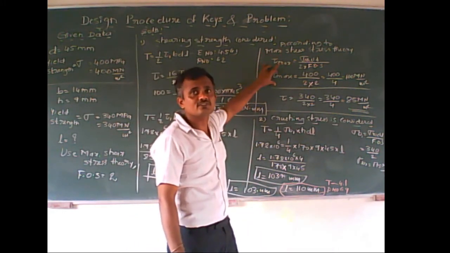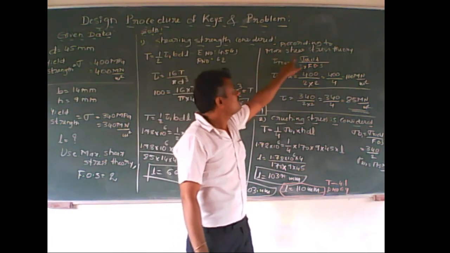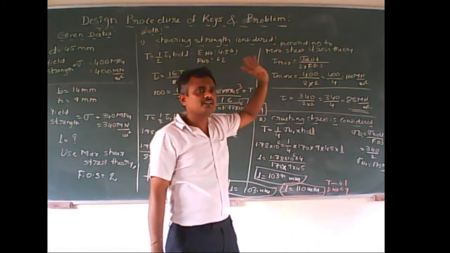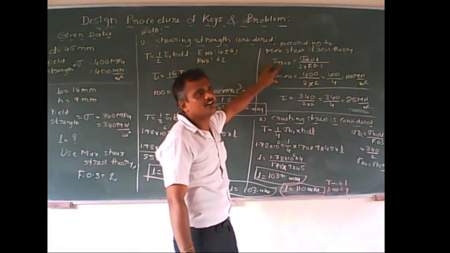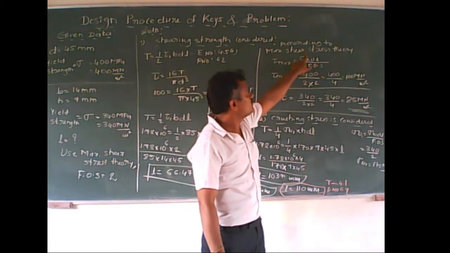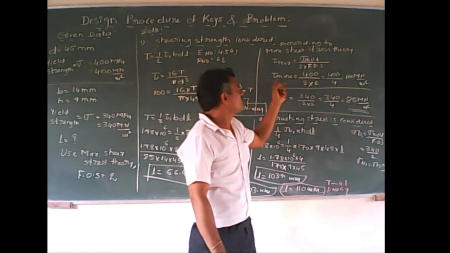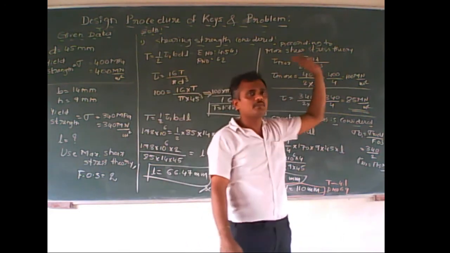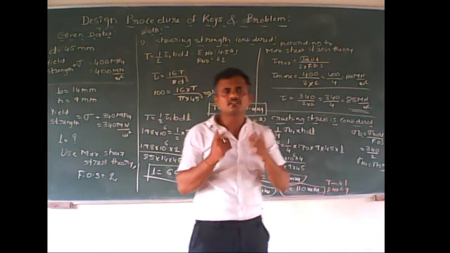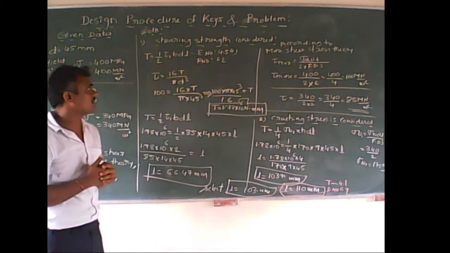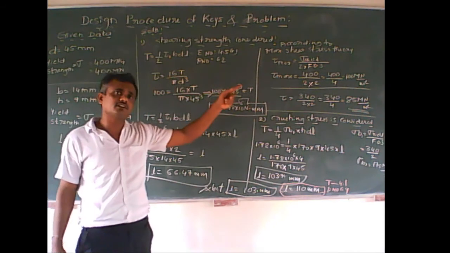How to calculate shear stress? According to maximum shear stress theory, we can get shear stress is equal to 400 divided by 2 into factor of safety, so that we are getting this 100 mega newton per meter square. That is nothing but the shear stress of the shaft material. And where can we use that 100?